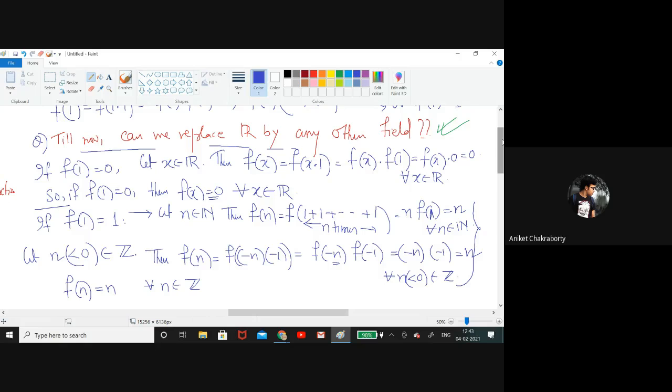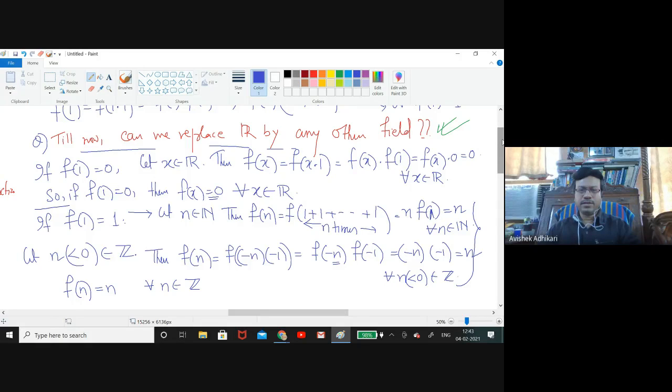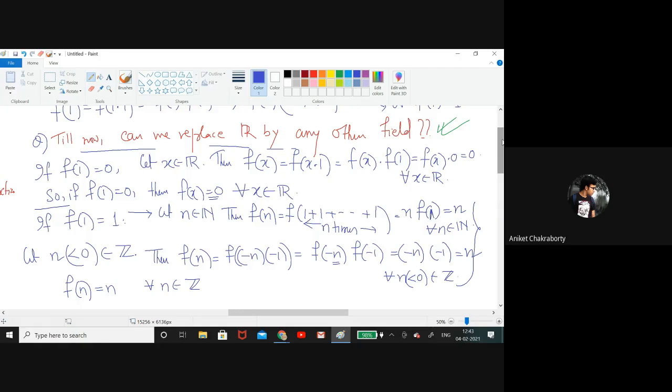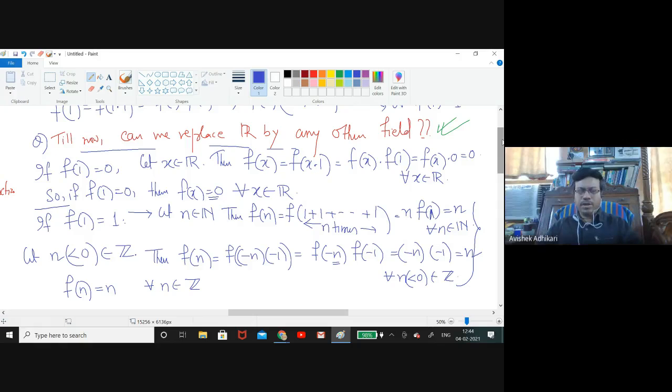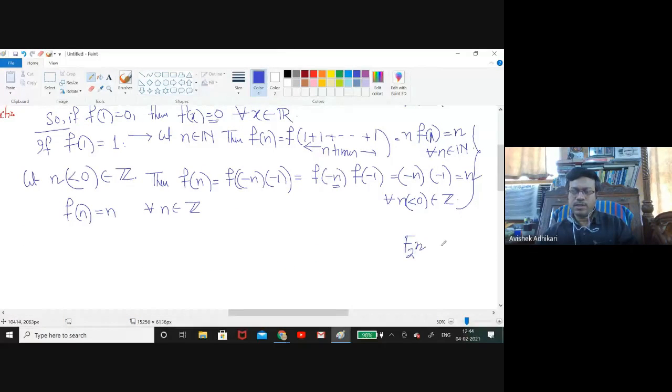Sir, for characteristic 0, this is true. And for characteristic, say P, then we can give even the argument for Z_p inside that field. But what is the characteristic of this field? If 2 to the power n, say n is greater than, say, 4, what is the characteristic of this field? If 2 to the power 4.